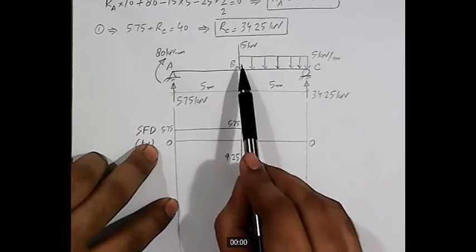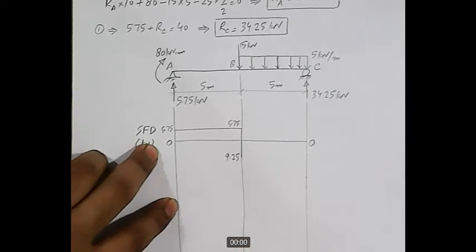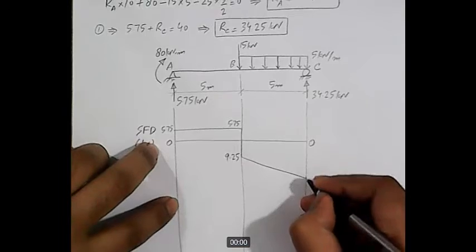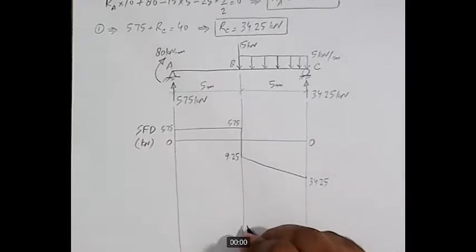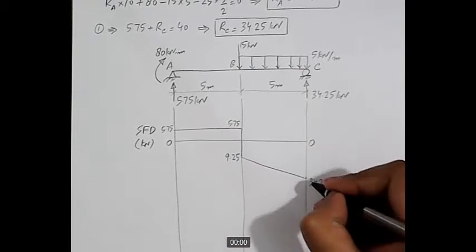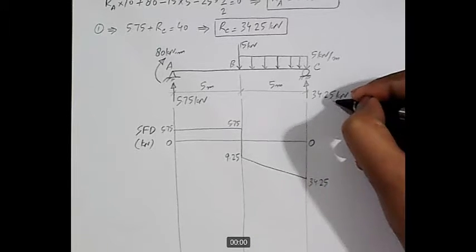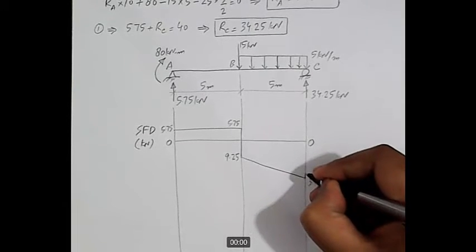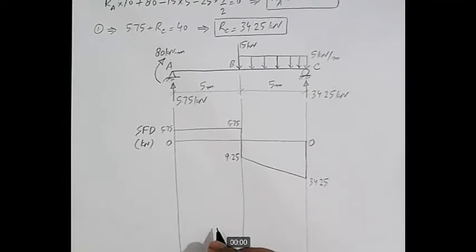And for a UDL, the SFD is always first degree. So this is first degree, and this point is 34.25 kilonewton. Whenever we have a UDL, SFD will be first degree. And at this point, we have a magnitude of 34.25, and how much is the reaction? 34.25, and it's acting in the upward direction. So this reaction will bring SFD to 0. So finally, the shear force diagram will close.